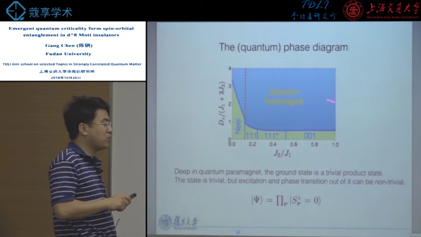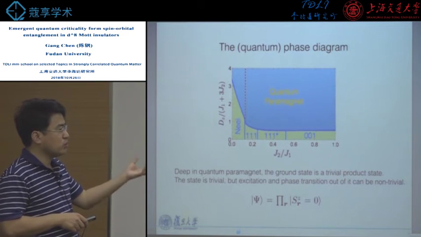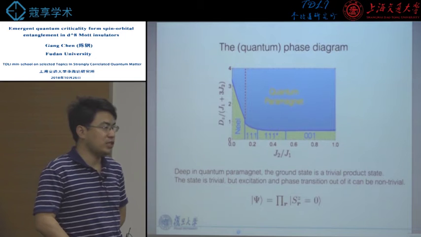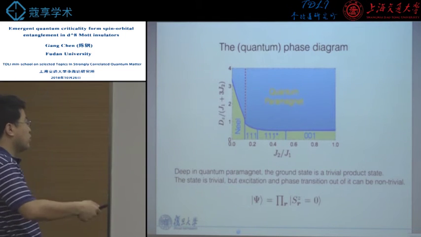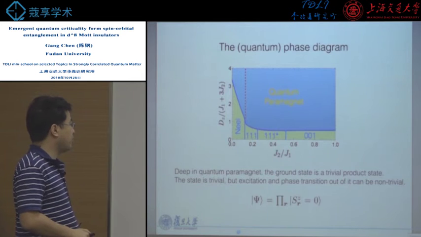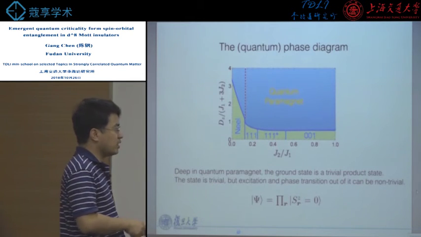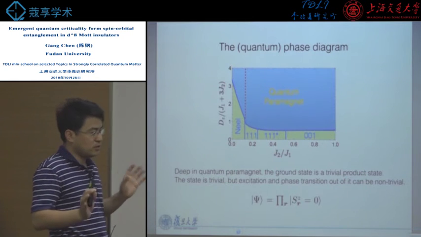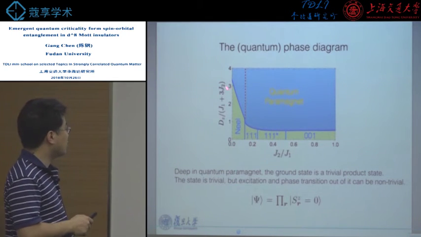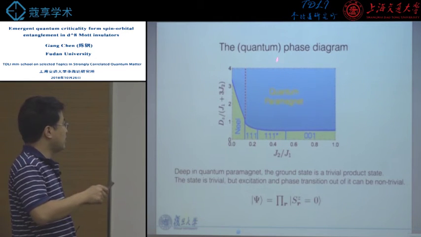So this phase diagram basically illustrates the competition between the single-ion entropy and the superexchange interaction. The exchange interaction will favor some kind of order, and the single-ion entropy will favor a trivial simple product state, S equal to 0 on every site. So there is a competition between them, and the competition leads to some kind of quantum critical behavior. So that's a top-down approach.